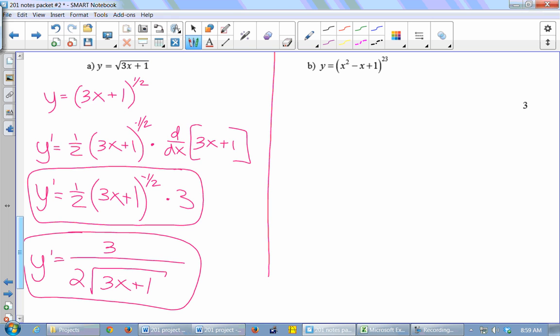Okay, so let's look at the next one. I've got some stuff to the 23rd power. Apply the power rule to the stuff. So I'm going to bring down the 23, copy what's inside, just like you do when you do the regular power rule. You bring down the power, copy the x, reduce the exponent by 1, so that's going to be the 22. Then multiply times the derivative of the inside, which is what? 2x minus 1. And in this case, I would not simplify it.